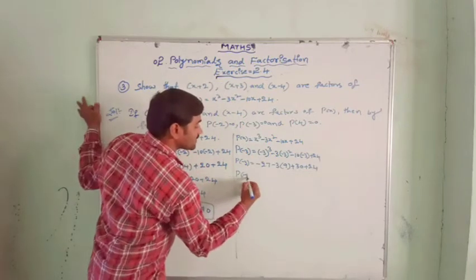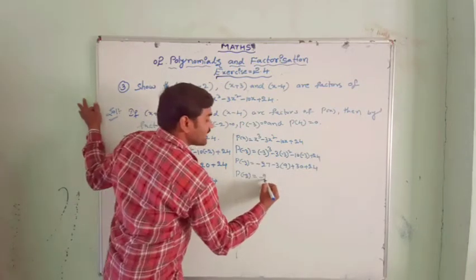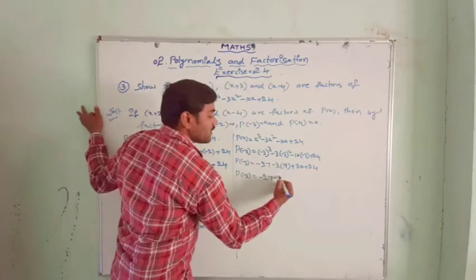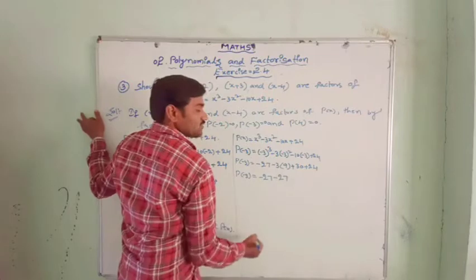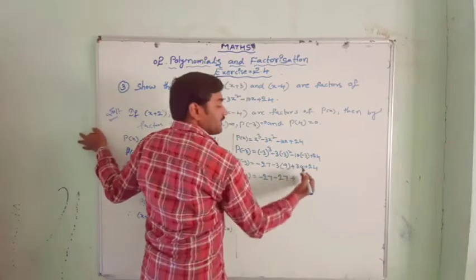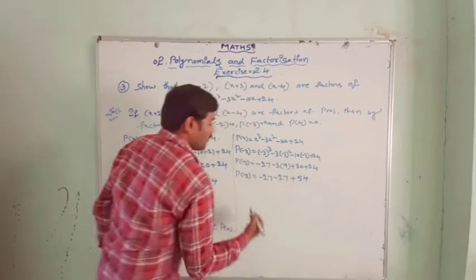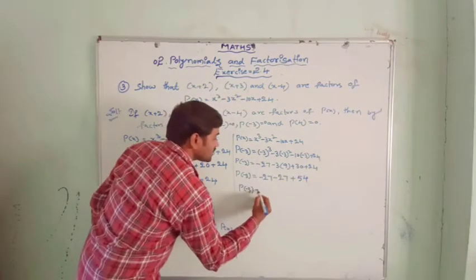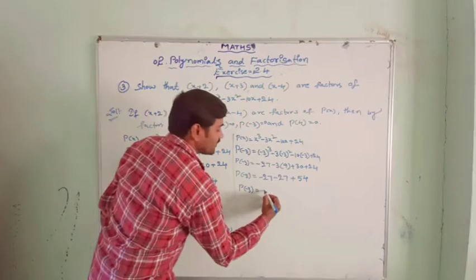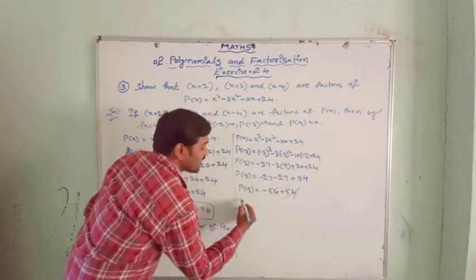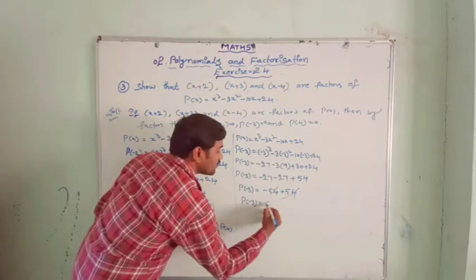Here p of minus 3 is equal to minus 27, minus 3 into 9, that is 3 9s are 27, minus 27, plus here you get 30 plus 24, that is 54. Here p of minus 3 is equal to minus 27 minus 27 is minus 54. Here you will get plus 54. As both will get cancelled, here p of minus 3 equal to 0.